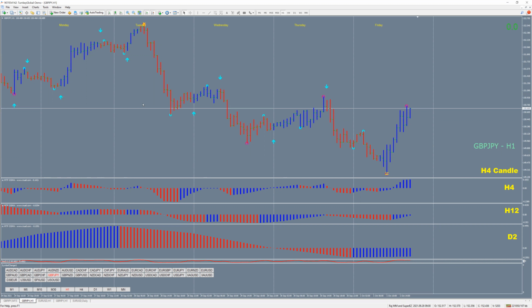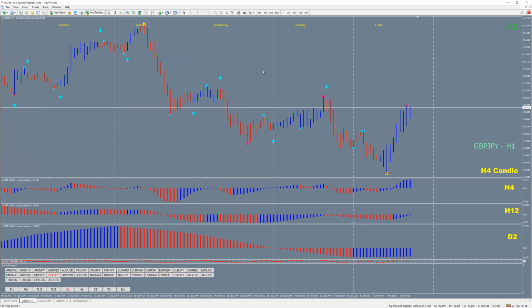On your MACD, on your chart, what is the advantage over, let's say, the Heikin-Ashi? This one is a one-hour chart with a four-hour candle. It's showing the four-hour momentum. So I can trade from red to blue.